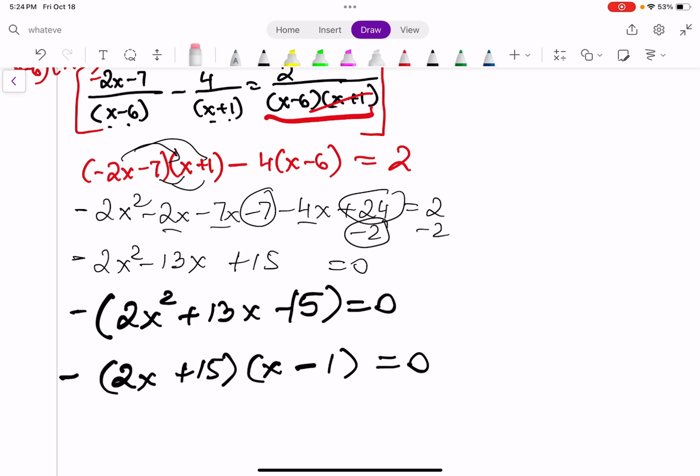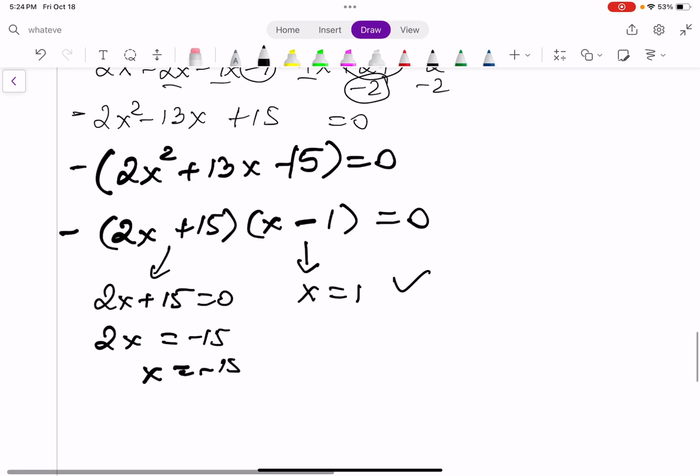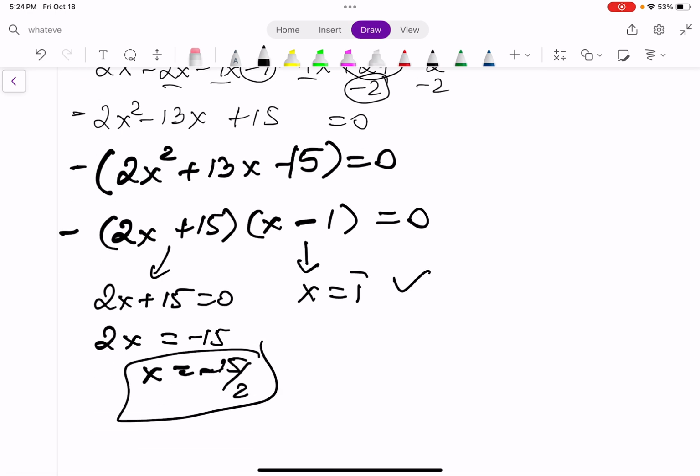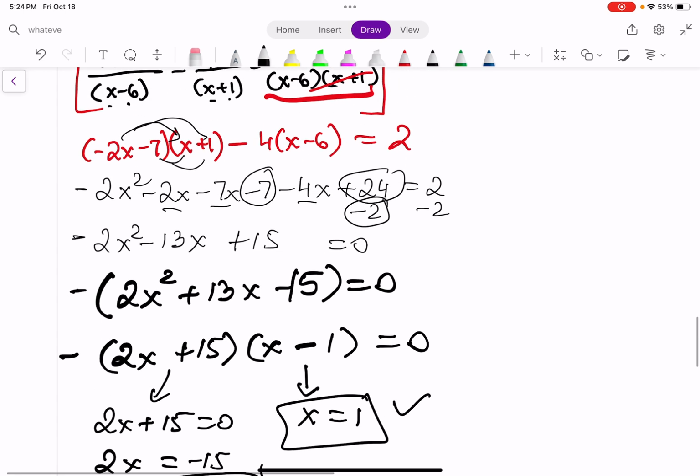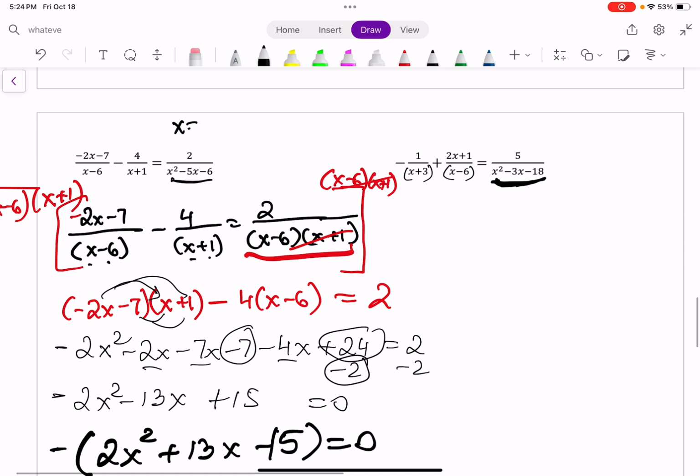Okay. So what are my two possible answers? Either x is equal to 1, which is actually fine, or 2x plus 15 equals 0, which makes x a negative 15 halves. Both of these are totally okay answers. When you go back, the only numbers that you could not have had in this equation, by the way, is x should not have been 6 and x should not have been negative 1, because that's what makes these denominators 0. And this one, x should not be negative 3 and x should not be 6.